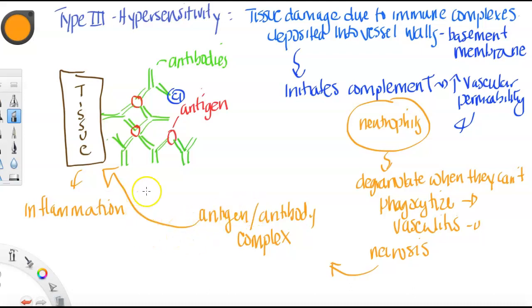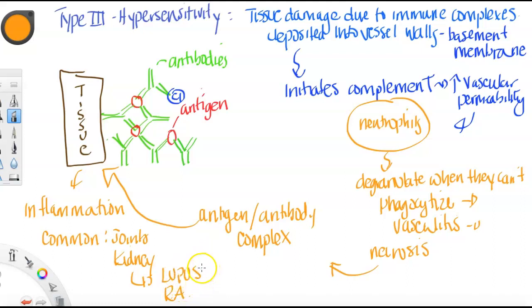So this is more common in the joints and the kidney. It's common there. And this leads to things like lupus and rheumatoid arthritis. Okay, glomerulonephritis. Okay, so that's within the kidney.